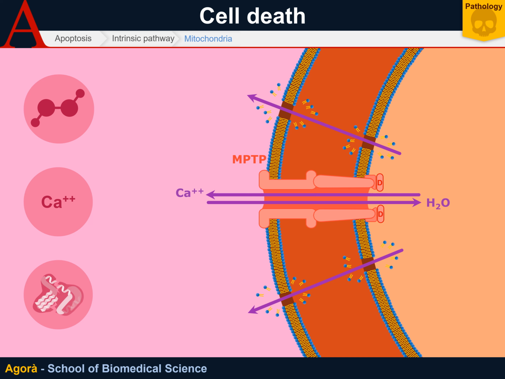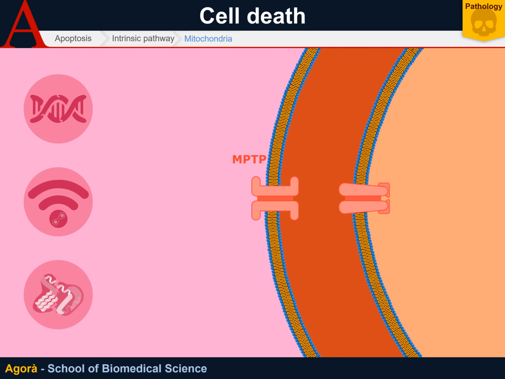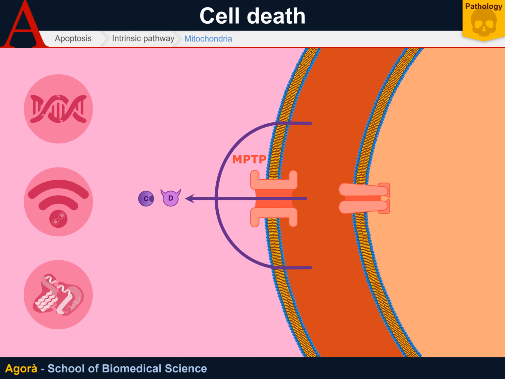But the apoptotic process via the mitochondrial intrinsic pathway occurs only with DNA damage, growth signal reduction, or protein misfolding. In this type of damage, only the external part opens up, the VDAC, allowing the outflow of two proteins stimulating apoptosis, cytochrome C and Diablo.